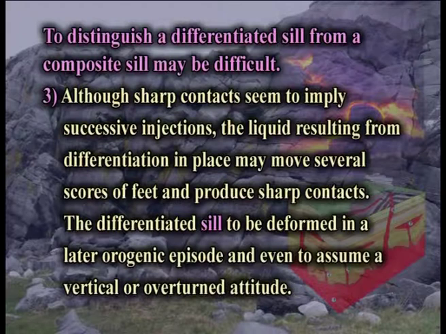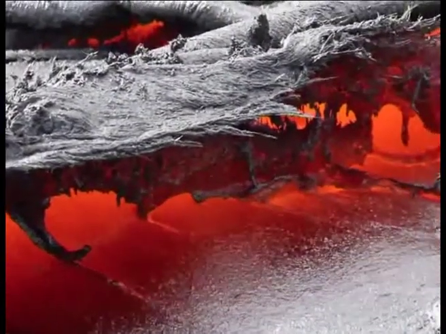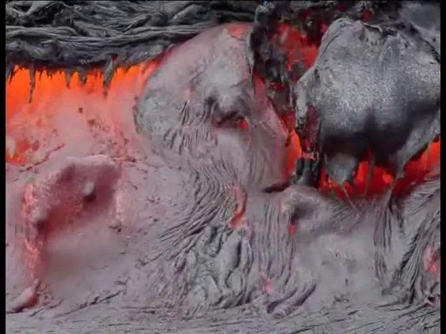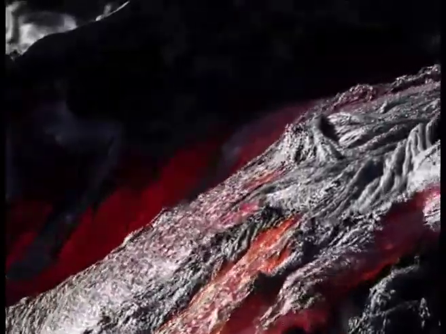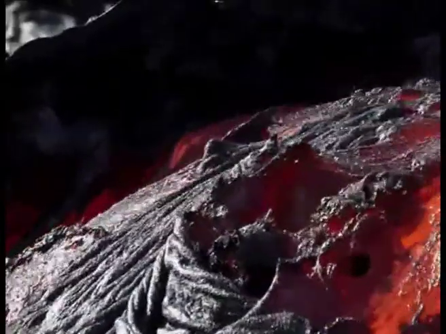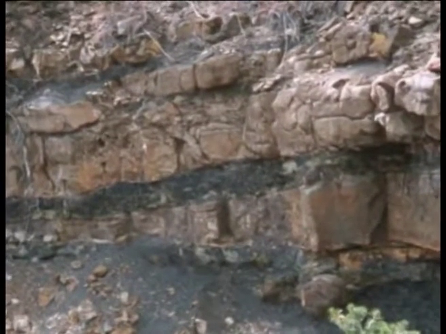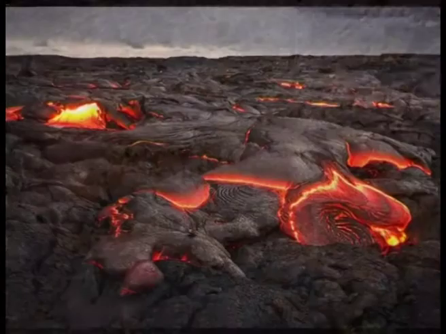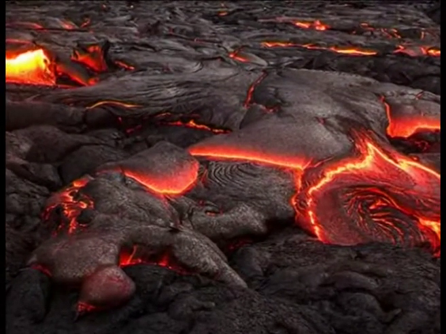The differentiated sill may be deformed in a later orogenic episode and even assume a vertical or overturned attitude. Lava flows as well as sills are tabular bodies of igneous rock that are parallel to the bedding of the overlying and underlying formations. It is essential, therefore, to establish criteria to distinguish the sills and lava flows. These criteria are based primarily on the fact that sills are younger than the rocks above and below, whereas lava flows, although younger than the underlying rocks, are older than those above.